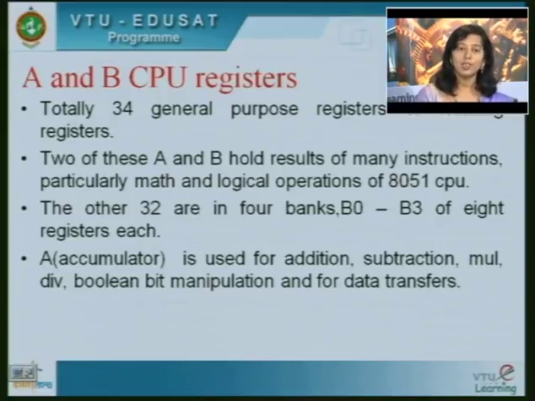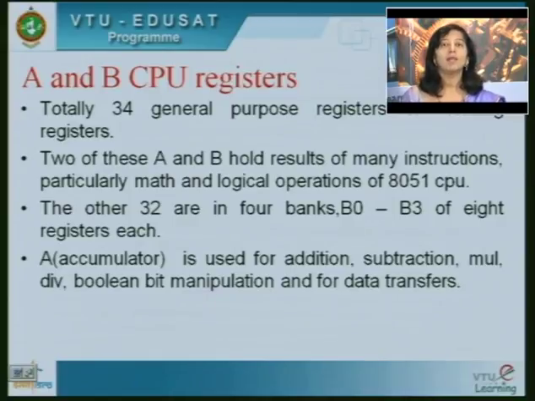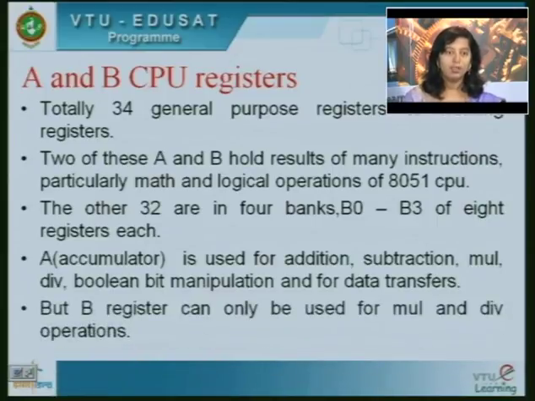Then you have the accumulator. Accumulator is used for addition, subtraction, multiplication, division, bit manipulation. That means in all these operations, accumulator will or should compulsorily have one of the data present, one operand present. The B register is used only in multiply and divide operations. When accumulator is used in multiple operations, B is needed only for these two operations.